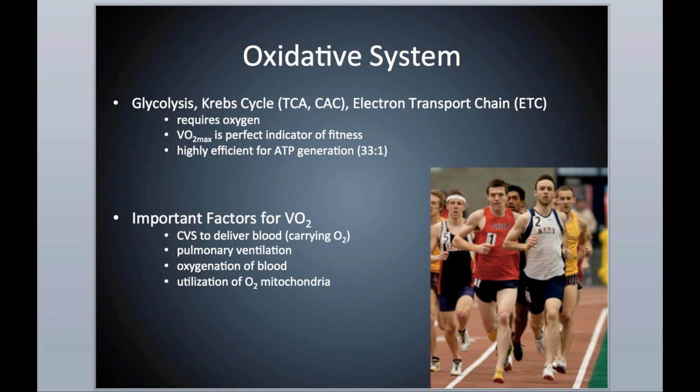Also, the oxygenation of the blood itself. Within the blood, we have what's known as hemoglobin. Hemoglobin is what carries the oxygen around, as well as the utilization of oxygen. And this has to do with the mitochondria. Mitochondria, again, is known as the powerhouse of the cell. This is where a lot of the cellular processes occur. This is where all the good stuff occurs, really.